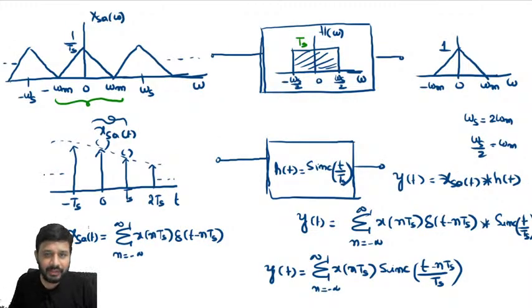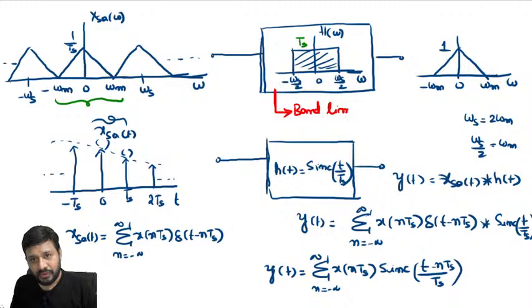In frequency domain, I am taking a low pass filter, and its time domain impulse response is a sinc pulse. As we are going to take a low pass filter, if you observe, a low pass filter is limited in band, so it is also known as band limited interpolation. So this way of passing your signal through a low pass filter to get your original signal back is what is known as band limited interpolation.